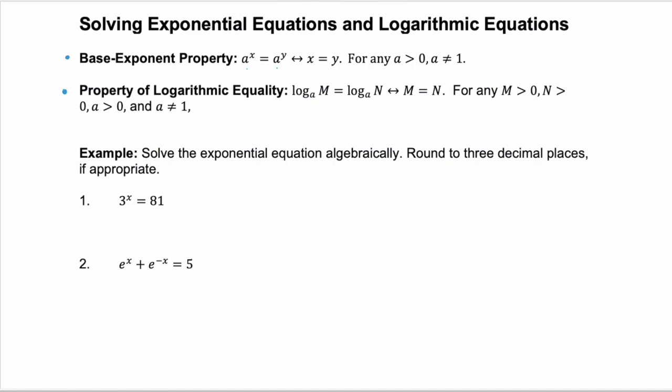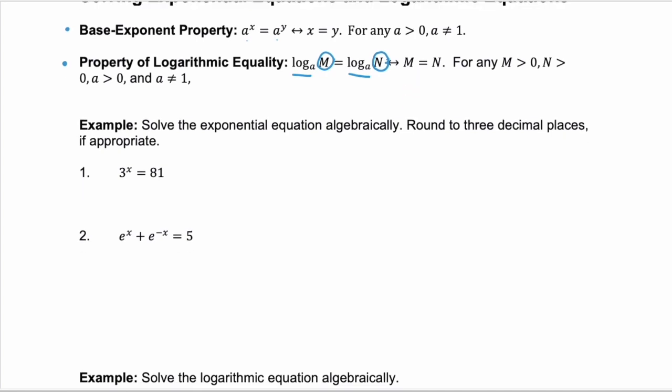The second is the property of logarithmic equality. If you take the same type of log, so log with the same base of both sides, then what you are taking the log of, here m and n, are also equal. Let's look at a few examples.